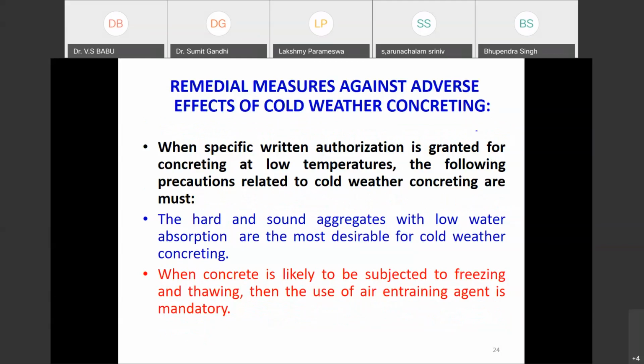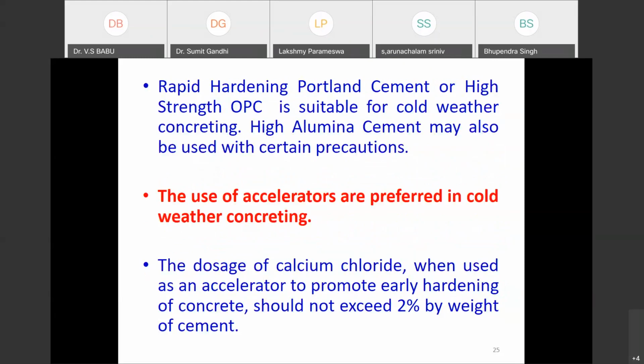First, I would like to explain the type of aggregates suitable for cold weather concreting. Hard, sound and tough aggregates have the most desirable properties for cold weather concreting. When concrete is likely to be subjected to freezing and thawing, the use of air entraining admixtures is a must. Next, rapid hardening Portland cement and high strength OPC 53 grade, etc. are suitable in cold weather. High alumina cement also can be used, but with some particular precautions.